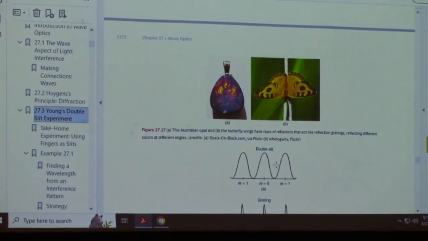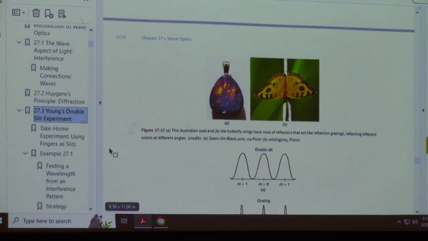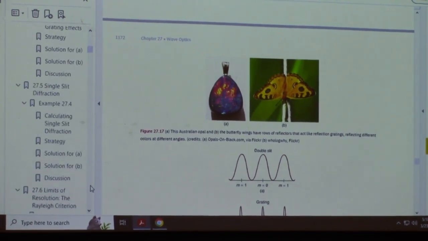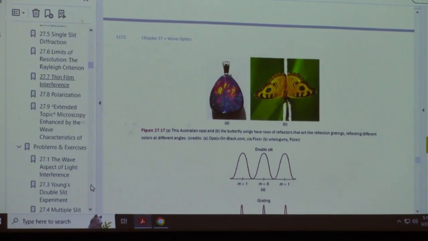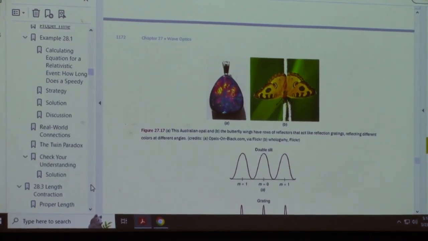All right, well, if all that helped, let me jump down here and go to the end of the chapter, and I've listed up some examples to do.